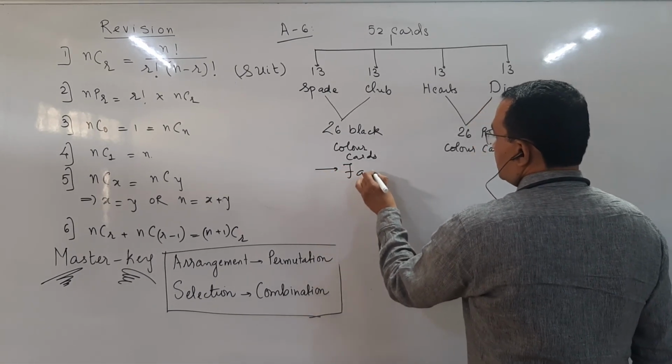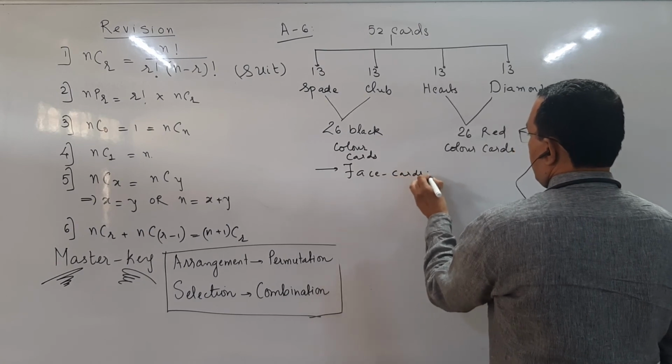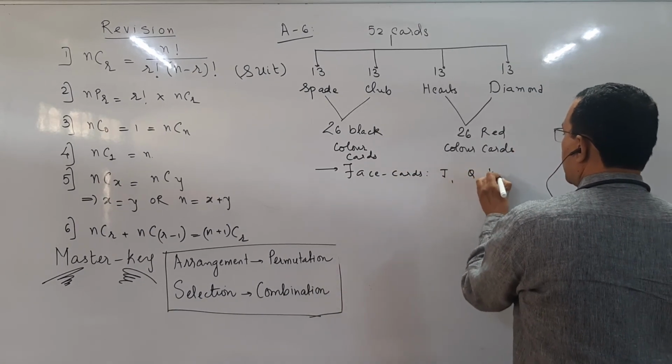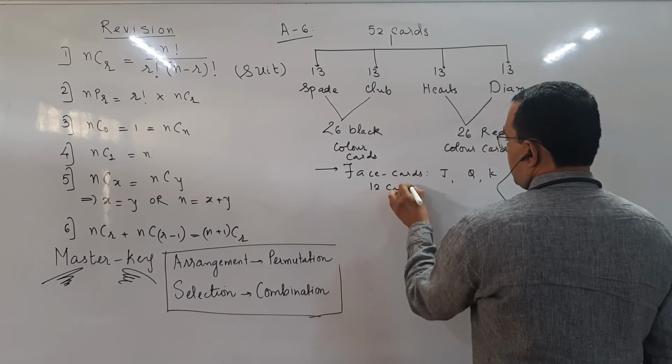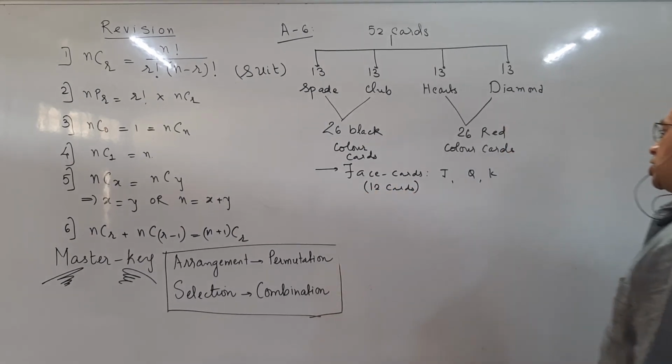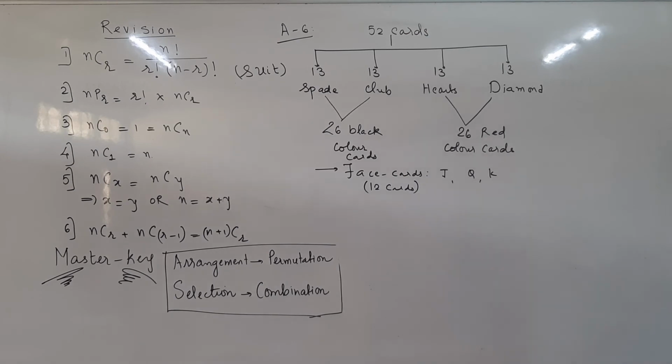Then face cards, cards having face, are jack, queen and king. So 12 cards are face cards. A jack, a queen and a king are face cards. Mind you, ace does not have a face. Students, ace does not have a face.